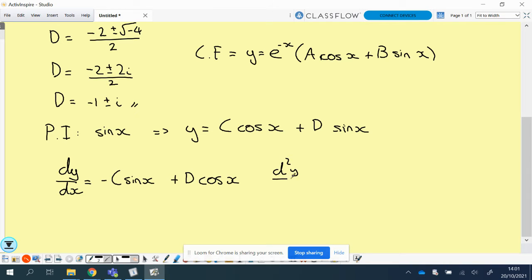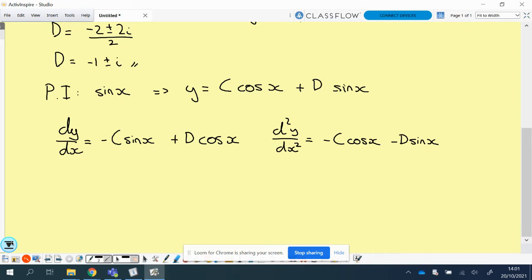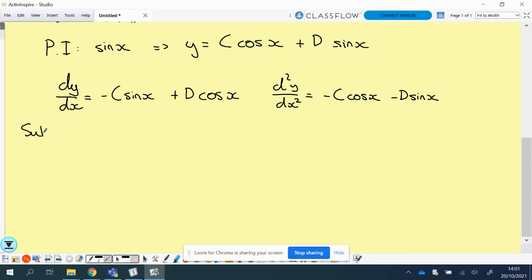We then need d squared y by dx squared. If I differentiate that again, sine changes to cos, keeps the negative, so it's going to be negative c cos x. And if I differentiate cos, I do get negative sine, so it's negative d sin x. Okay, so now I've got my y, my dy by dx, and my d squared y by dx squared. I can now substitute into my equation. So let's do that now. So sub into the equation.